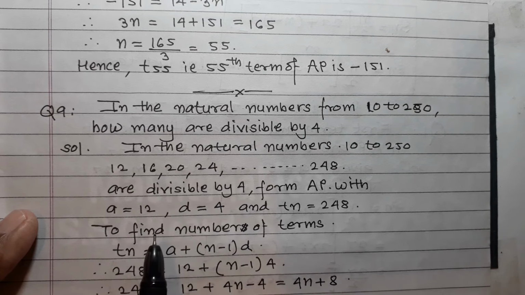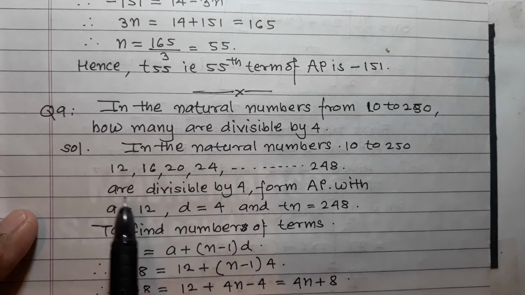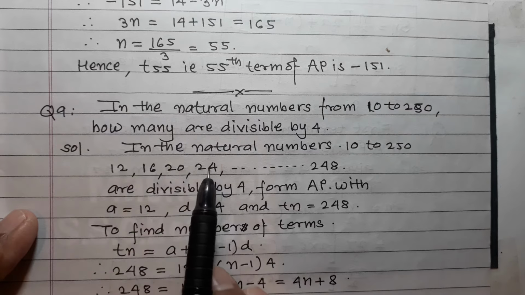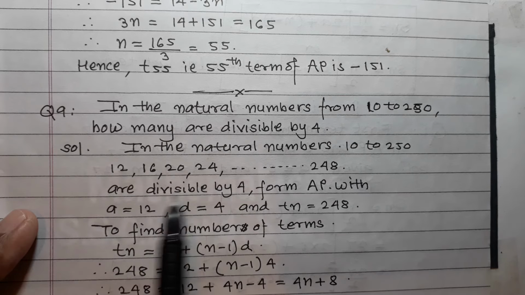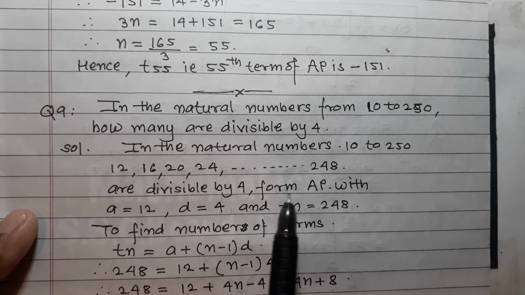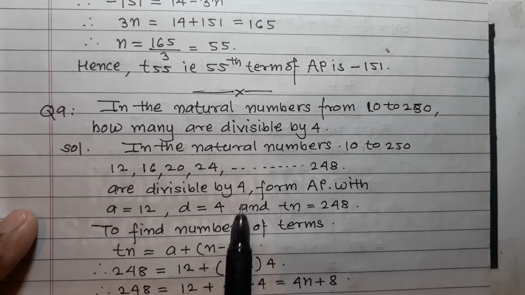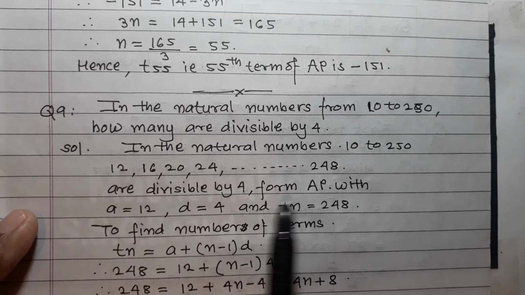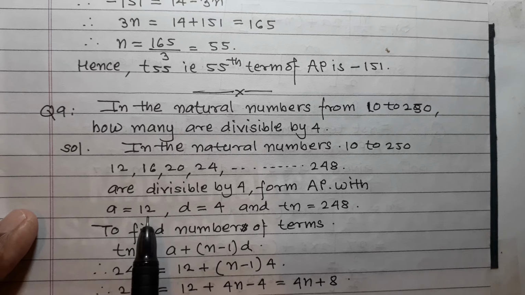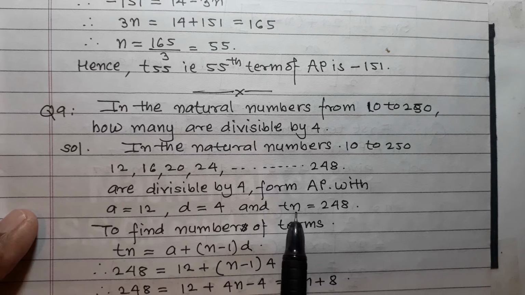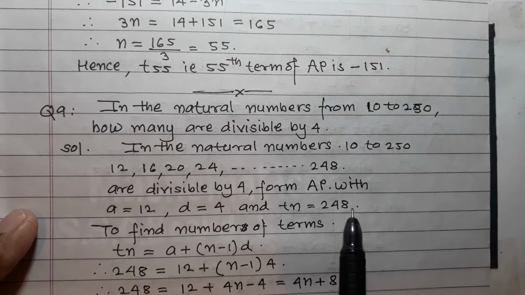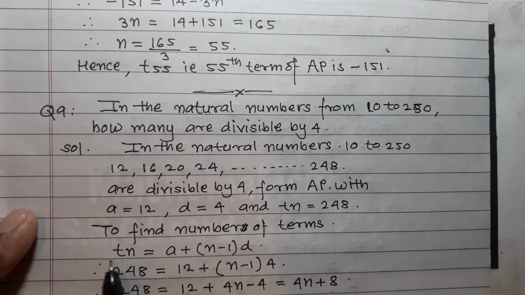Now this is an AP, and then find the numbers. Okay, 12, 16, 20, 24 up to 248 as the last term are divisible by 4 and form an AP with A is equal to 12, D is equal to 4 and Tn is equal to 248. Find the number of terms. Okay, now write your formula.